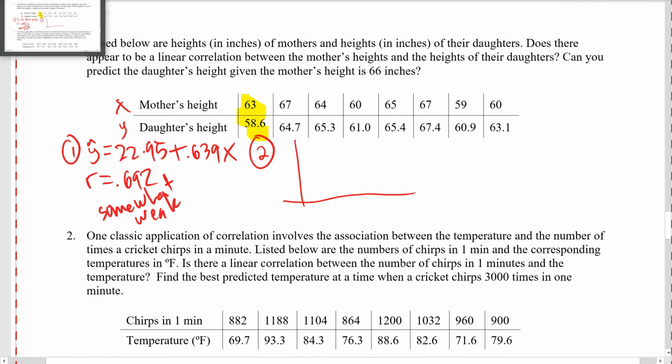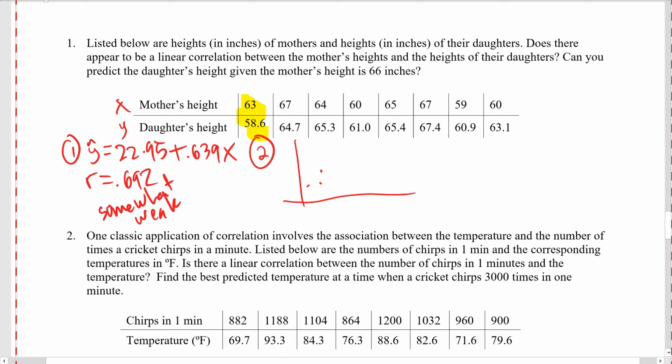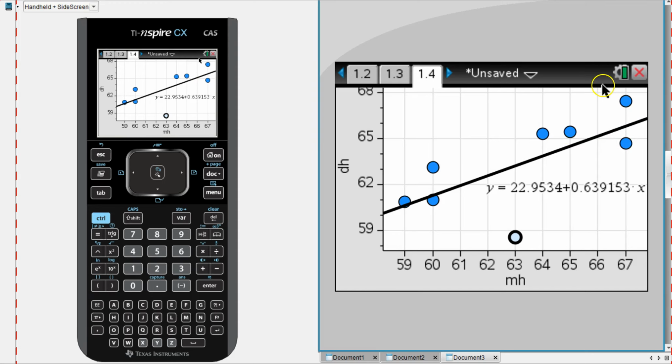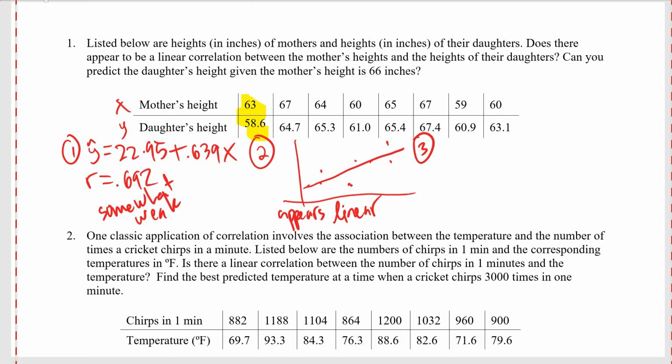Dot, dot, dot. Way down there. Then 1, 2, 3, 4. And then we have the line kind of going through there. It's a sketch. But this actually appears relatively linear. So this checks out.